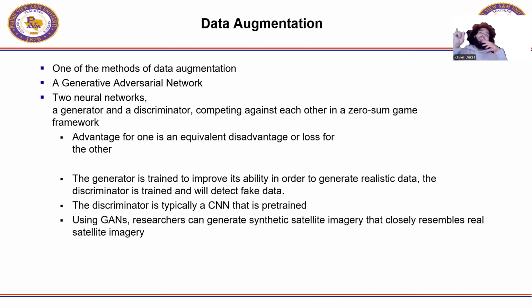And then if the discriminator determines that the data is fake, then of course the discriminator is rewarded and the generator is ultimately penalized. Then it goes through gradient descent, where it adjusts its weights and attempts to make more accurate, realistic data. The discriminator is typically a CNN that is pre-trained on real data, and using GANs allows researchers to generate synthetic satellite imagery that closely resembles real satellite imagery, so you can generate fake data as well as enhance real data.